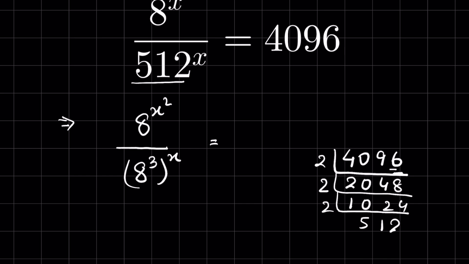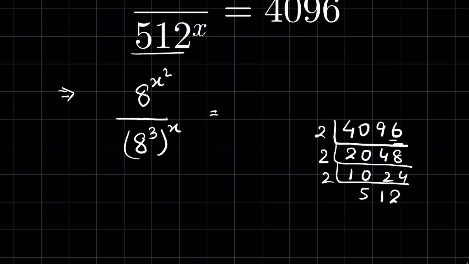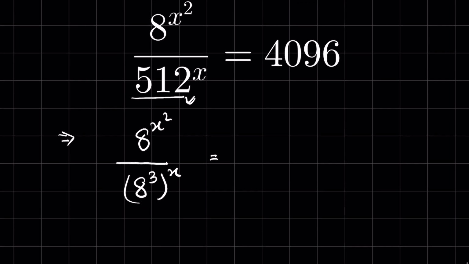is 16. Now again we are here at 512 and we already know 512 is 8 cube. We just factorized 512 and this is 2 times 2 times 2. So 8 cube times 8, so 4096. This we can write it as 8 raised to the power 4. So write 4096 as 8 raised to the power 4.